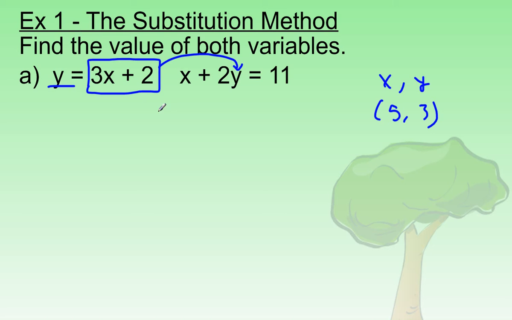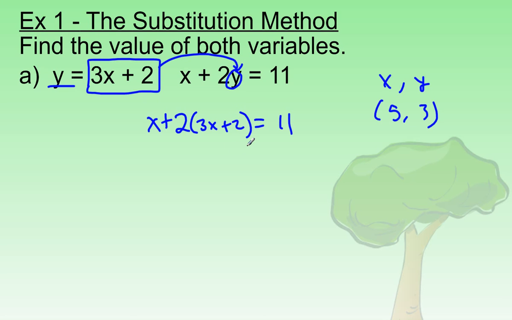Here's how. This is going to become x plus 2 times something equals 11. Now, instead of putting a y in here, which we already know we don't want, two different variables, we know that y equals 3x plus 2. It says so right here. y is 3x plus 2. So instead of putting a y down, I could put 3x plus 2. That's true, right? y is 3x plus 2.